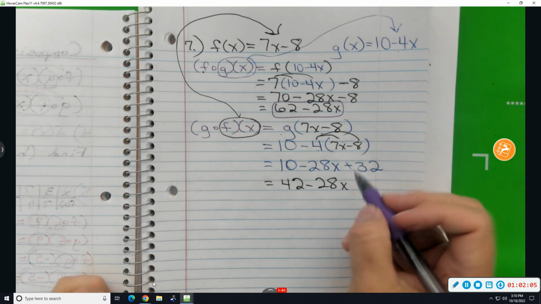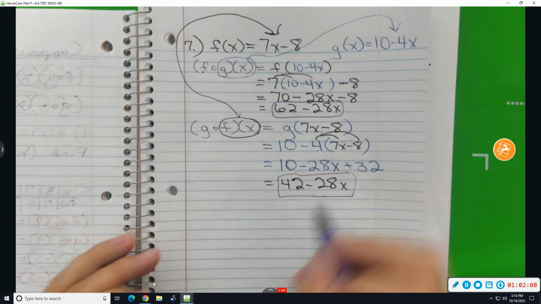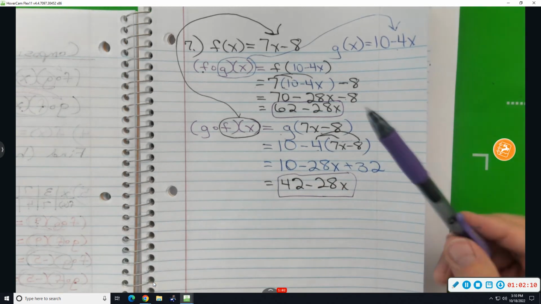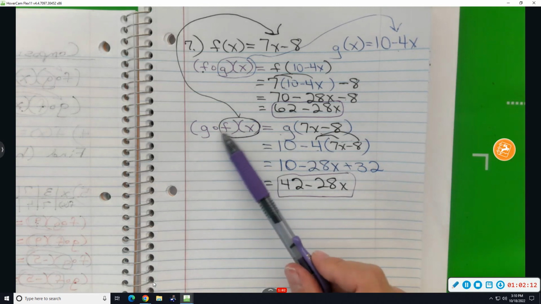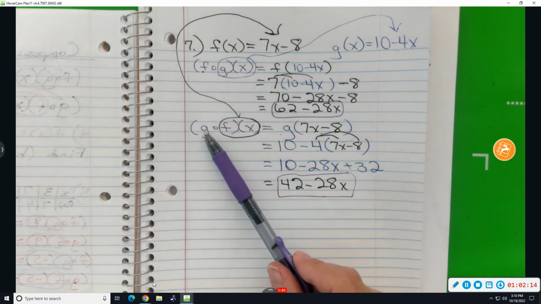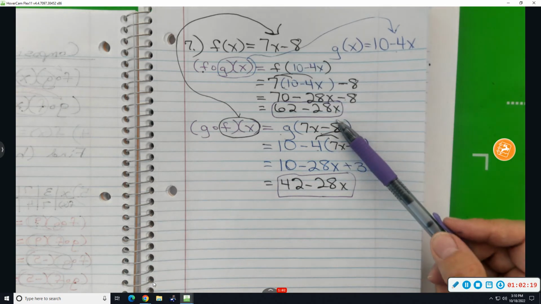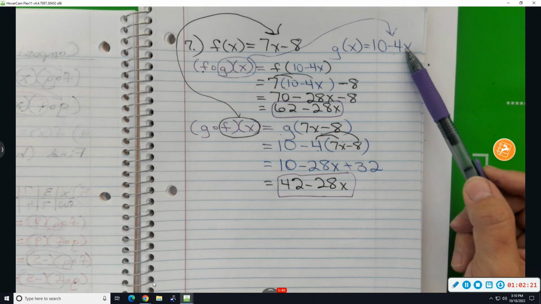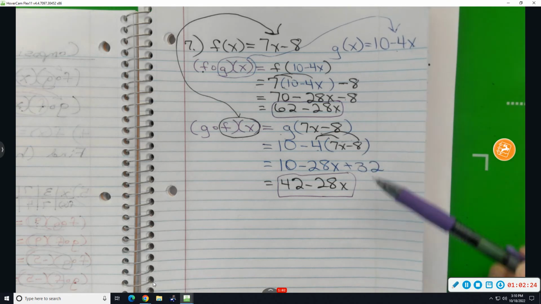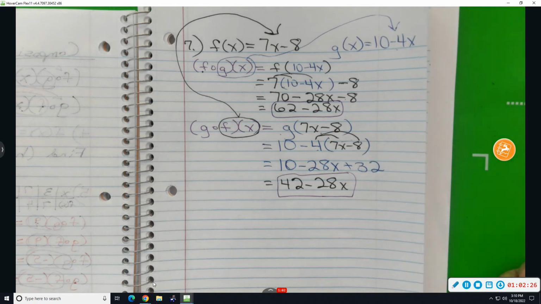Any questions on our logic there? They said plug f of x in place of x into g. F of x was 7x minus 8. We come over here, replace the x with 7x minus 8, and then it's a matter of simplifying. Any questions before I punch these answers in? Okay, while I'm punching in these answers, I want you to be thinking about this question.